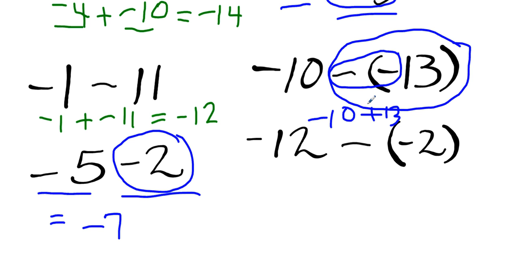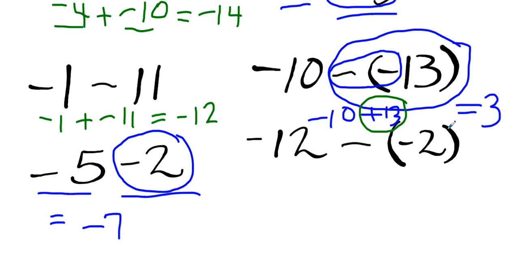Now, I can circle my second term. These signs are different, so we're going to subtract, and I get 3. And since 13 has the highest absolute value, my answer is going to be positive.